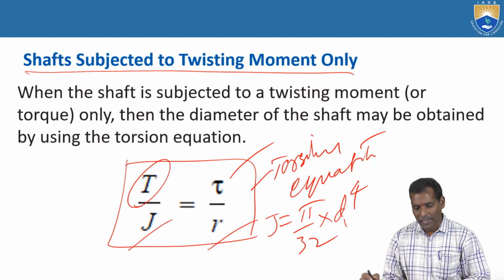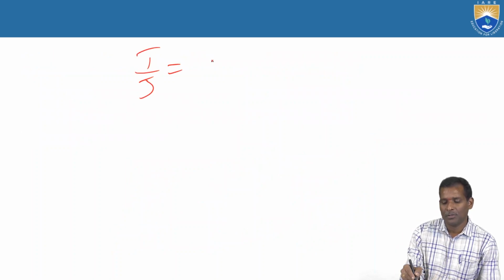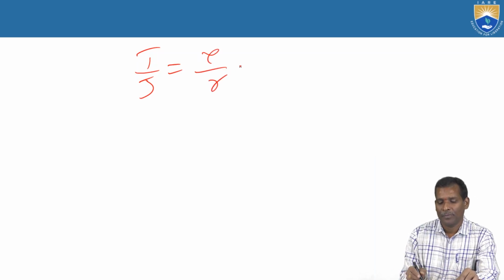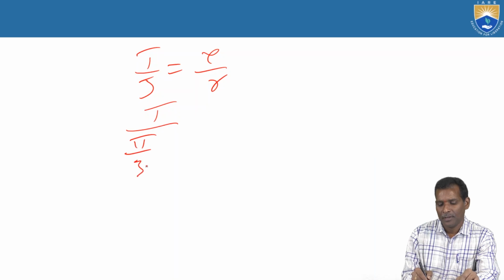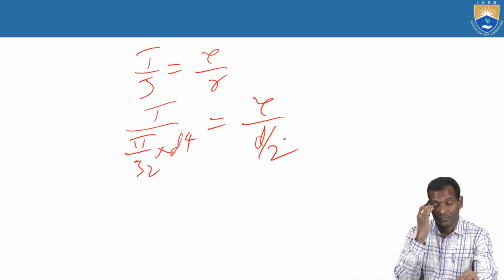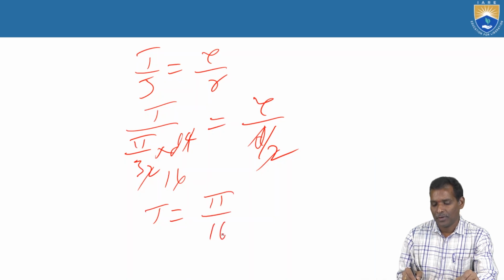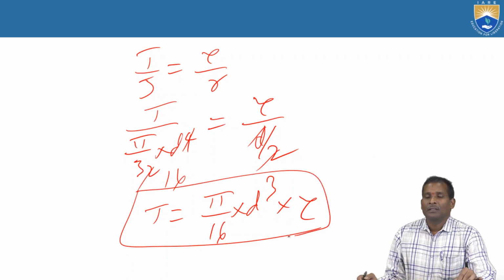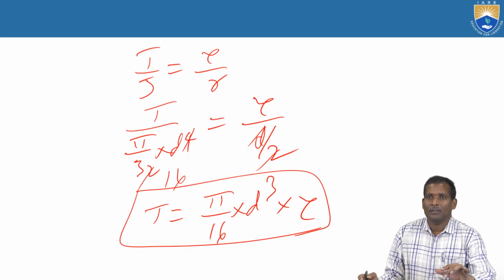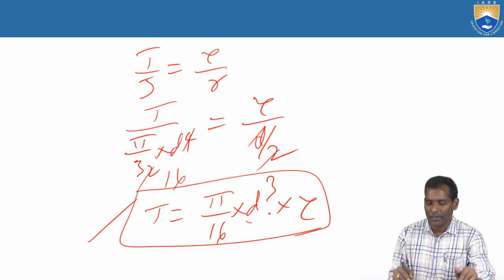So now you can calculate the diameter. T by J is equal to tau by R. So write the equation: T by pi by 32 into d to the power of 4 is equal to tau by d by 2. So d gets cancelled and 16, so that T is equal to pi by 16 d cube into tau. This is the final equation when the shaft is subjected to twisting moment. So now apply this equation and find out d.